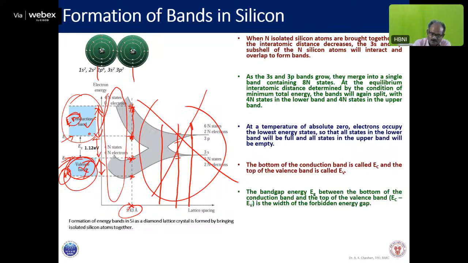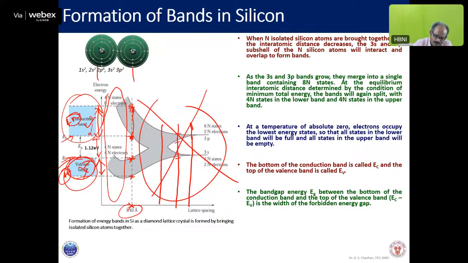This upper one is called the conduction band. Why is it called the conduction band? Because if you can just throw an electron into this band, then all the possible energy levels are available for it to have an energy. Now you apply a voltage potential, then whatever energy the potential gives, it will be ready to accept it.